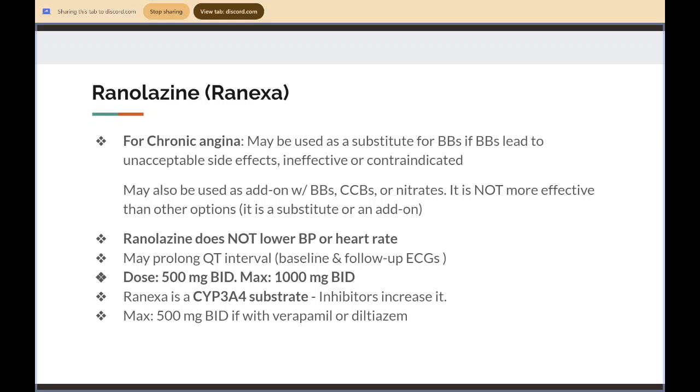Ranolazine does not lower BP or heart rate, and it may prolong the QT interval. So you have to have baseline and follow-up electrocardiograms. The dose is going to be 500 mg BID. Maximum is going to be 1000 mg BID. Remember that Ranexa is a CYP3A4 substrate, so inhibitors of 3A4 will increase it. The maximum, if verapamil or diltiazem is also prescribed, is going to be 500 milligrams BID.